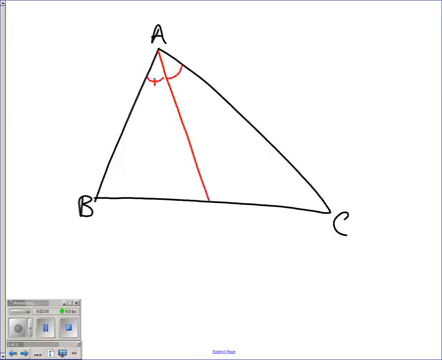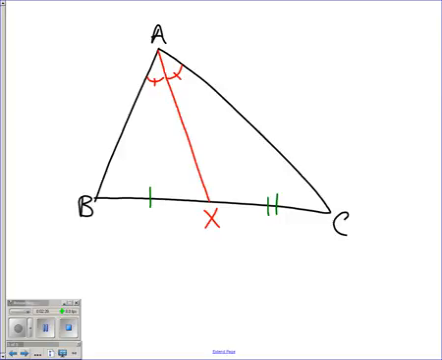Now the 2 angles are the same, but the 2 segments, let's label this point where it hits as X, the segment on the right, CX, and the segment on the left are not the same length. The only time they're going to be the same length is if this triangle ABC is an isosceles triangle and A is the vertex angle, all right? So this is not isosceles, so these 2 segments are not congruent.